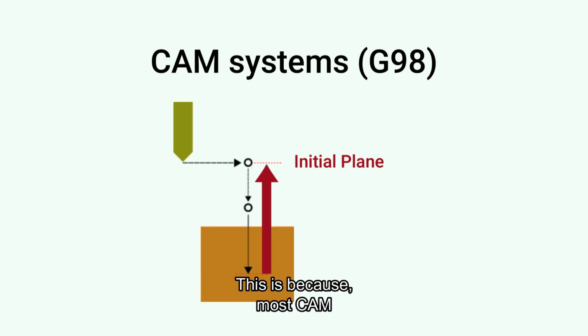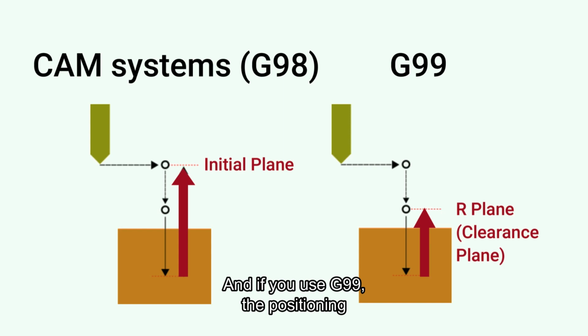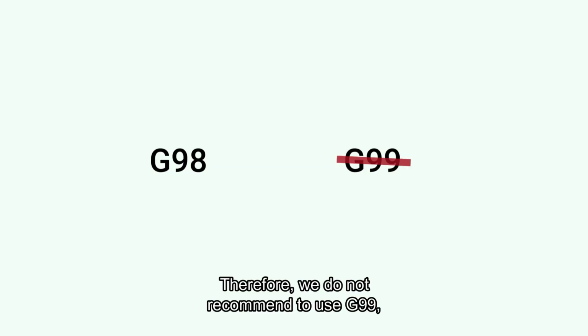This is because most CAM systems retract the cutting tool to the initial drilling plane after drilling cycles. And if you use G99, the positioning moves between drilling cycles and at operation ends will be totally different than what you see in the CAM system. Therefore, we do not recommend using G99, and we always use G98 instead.